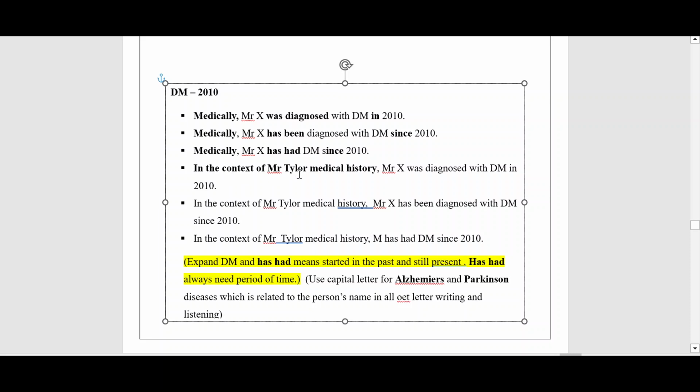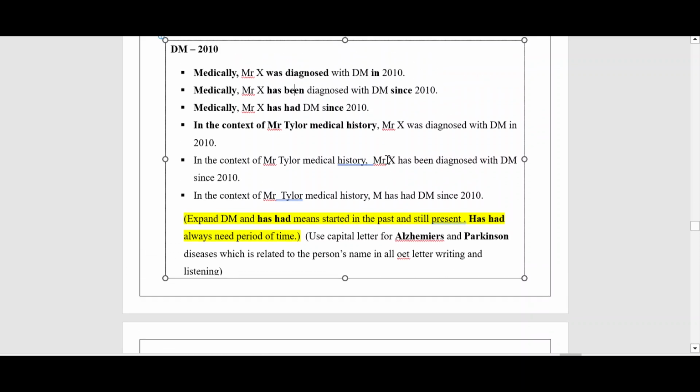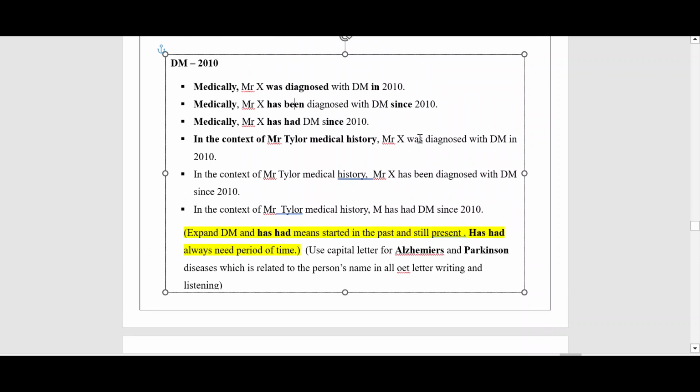In the context of Mr. Tyler's medical history, Mr. X was diagnosed with diabetes in 2010. And in the context of Mr. Tyler's medical history, Mr. X has had, again the same thing, you can mention it, just the front one is changed, otherwise it's the same. And since in means it is already past, with was diagnosed, you should write in. You should not write has been diagnosed with diabetes in.